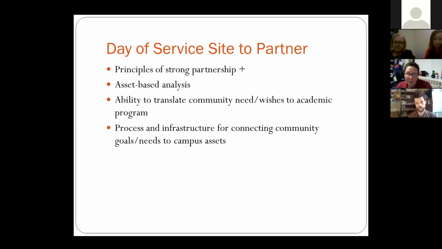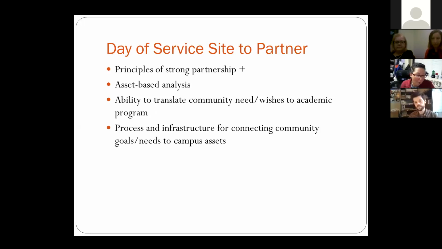But all of this requires at least some kind of process, if not infrastructure, for connecting community goals to your campus assets. And that all involves the ability to translate, going back to point 2.